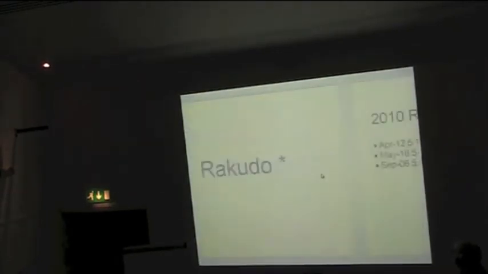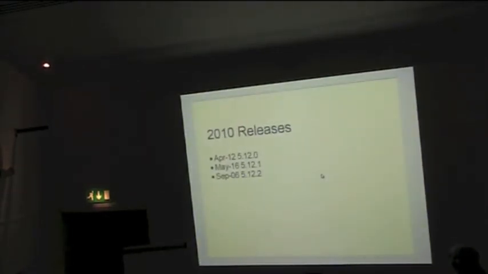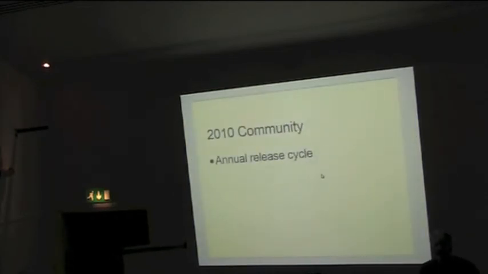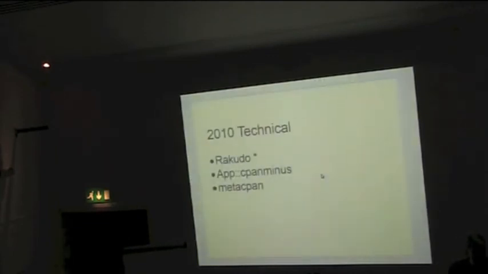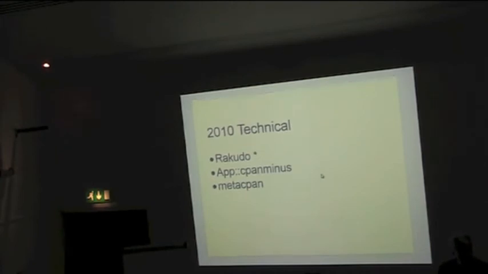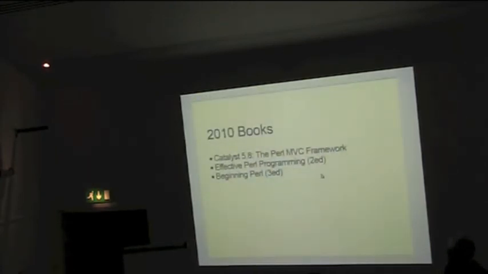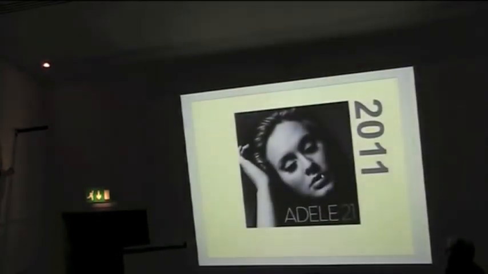Rakudo Star in 2010. Perl 5.12, 3 versions. And that's the big thing that happened to the community that year, was that we switched to this annual release cycle for Perl. I say we, like I had something to do with it. Rakudo Star, App::cpanminus, and MetaCPAN was registered in 2010. A few more books. So that's the second edition of the terrible Catalyst book. I don't know whether the second edition is any better. It's a little better. Is it a little better?